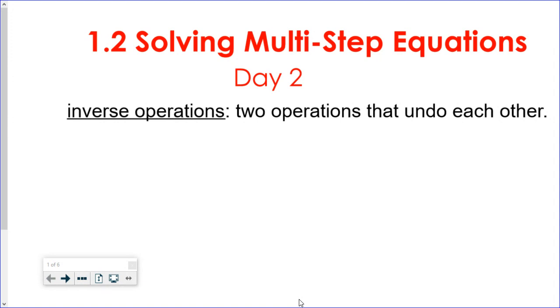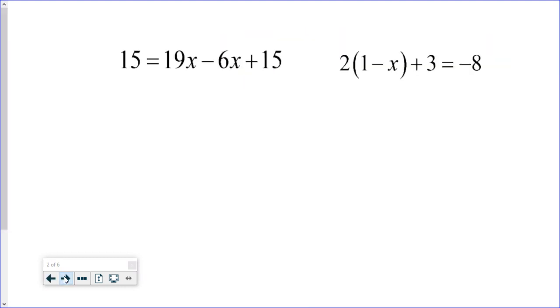We're going to do this for a while, but today we're going to make them a little bigger and longer. Again, remember to use your inverse operations. So if I see a minus sign, the inverse of that would mean I need to add. If I see two things being multiplied, the inverse is divide. That's all that really means.